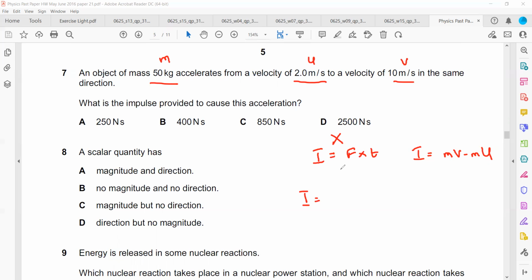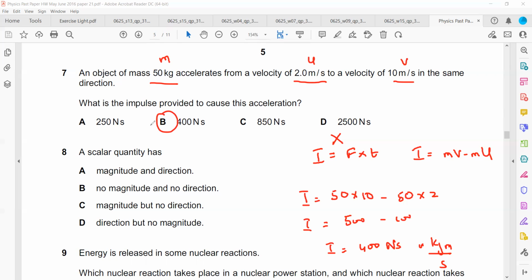M is the mass, which is 50, multiplied by the final velocity, 10, minus the mass, 50, multiplied by the initial velocity, 2. So this will be 500 and this is 100. When 100 is subtracted from 500, we get 400. And the unit of impulse, you can say Newton second or you can also say kilogram meter per second. So B is the right answer.